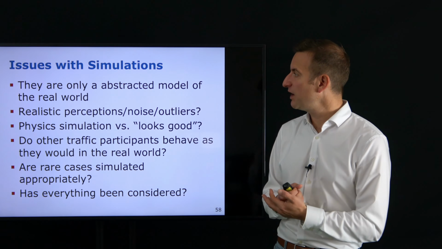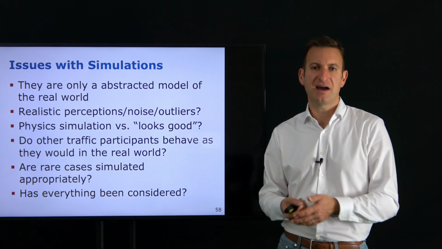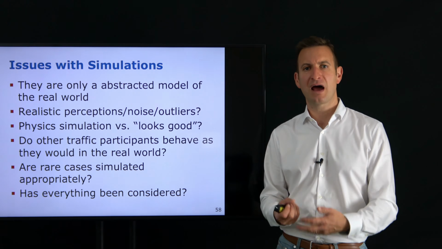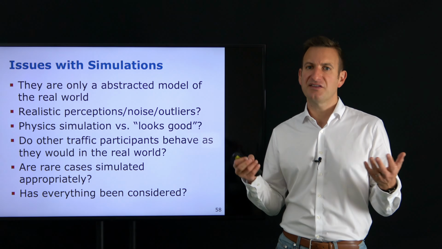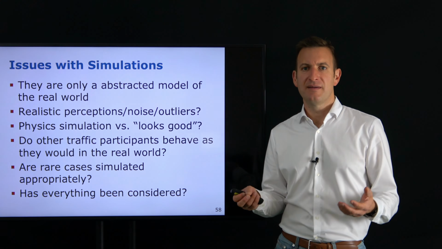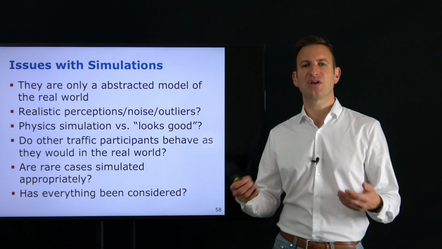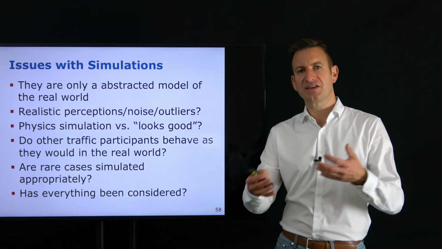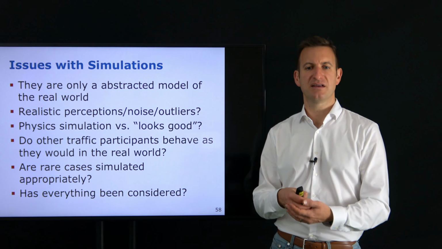The key problem with simulations is they are just an abstracted model of the real world. So it's a simplified and abstracted model. It will not be able to cover all the aspects of the real world. These can be things like, are the situations actually realistic? Are the perceptions realistically simulated? What about the noise? What about outliers? What about those corner cases which can actually bring our systems to fail? Are they properly simulated?